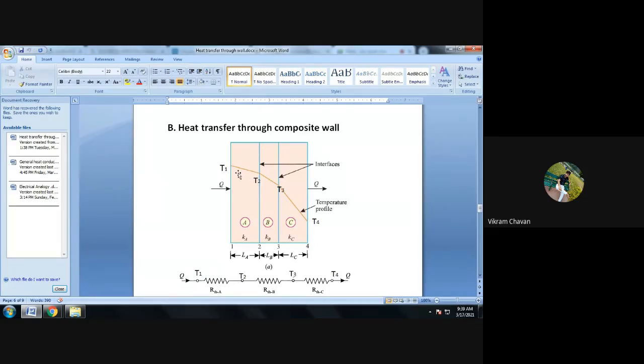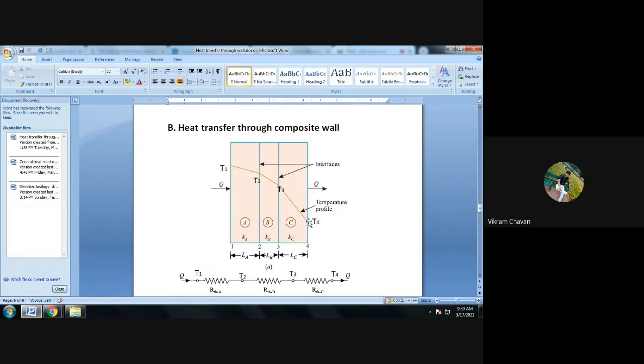Whereas if you consider the composite wall, it will not be the same, because the thermal conductivities of different materials will differ. So in a composite wall it will not be a straight line, but for a single wall within that composite wall, the temperature profile will be linear. Is everyone getting it?